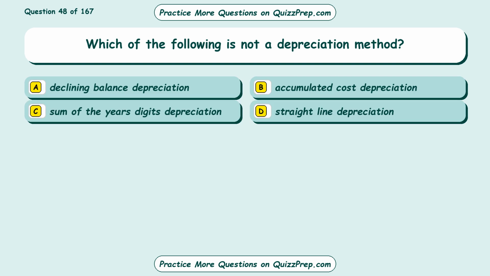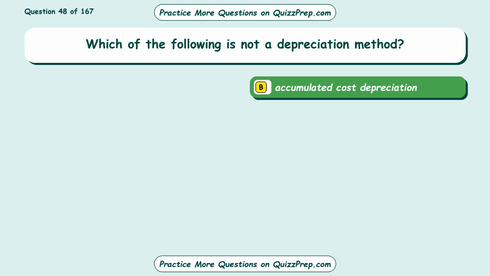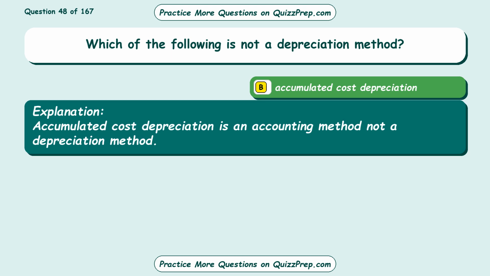Question 48. Which of the following is not a depreciation method? Option A, declining balance depreciation. Option B, accumulated cost depreciation. Option C, sum of the year's digits depreciation. Option D, straight line depreciation. The correct answer is option B, accumulated cost depreciation. Accumulated cost depreciation is an accounting method, not a depreciation method.